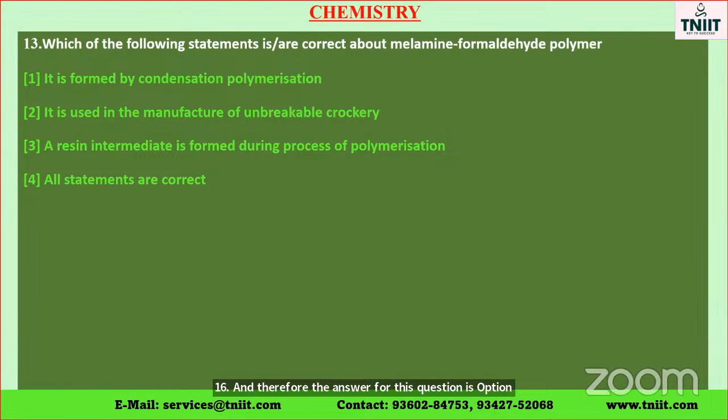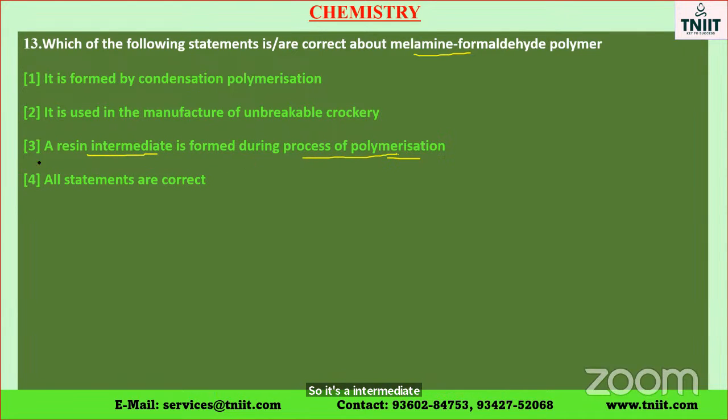Which of the following statements are correct about melamine formaldehyde polymer? It is formed by condensation polymerization. It is used in the manufacturing of unbreakable crockery. A resin intermediate is formed during the process of polymerization. All statements are correct. The answer is option 3.